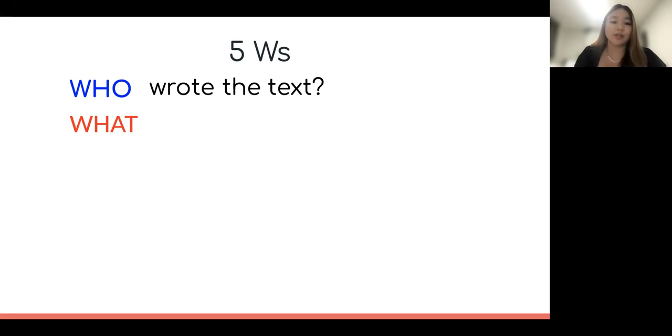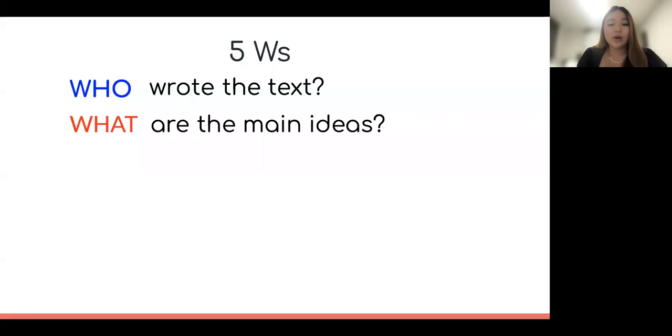The second W we want to do is looking at the what. What are the main ideas in the text? And these main ideas are the things that you want to include in that summary. So a tip, if you're not sure what the author's main ideas are, is to look at the individual paragraphs and to think, what does the author want me to take away from these paragraphs? So from each of those paragraphs, you should be saying, I think this is the main idea, and these are the things that I'm going to be including in my summary.